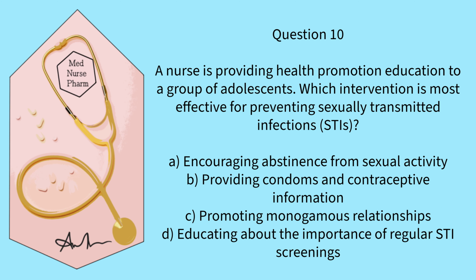Question 10. A nurse is providing health promotion education to a group of adolescents. Which intervention is most effective to prevent STIs? Encouraging abstinence from sexual activity, providing condoms and contraceptive information, promoting monogamous relationships, educating about the importance of regular STI screenings. Pause the video and select your answer.